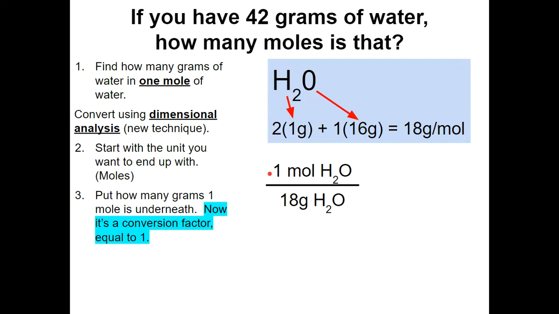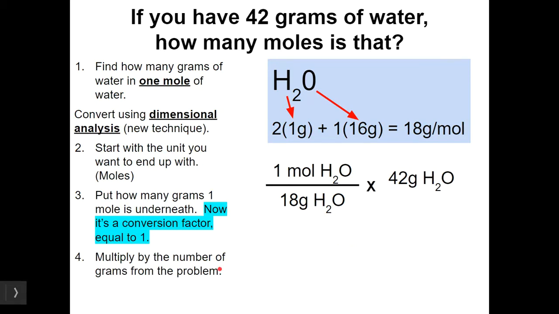So I can turn this whichever way I want to, but I'm putting it with the unit I want to end up with, moles, on top. Okay? That's why it's in this orientation. 1 mole is equal to this, but I'm putting 1 mole on top of this. So this whole thing is just equal to 1. Okay? That's why I can do this. And then I'm going to multiply by that, by the number of grams from the problem. So 42 grams, we're wanting to convert this. We're just taking this number and converting it by using this mathematical trick where this whole thing is equal to 1.